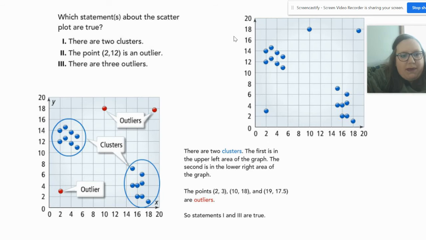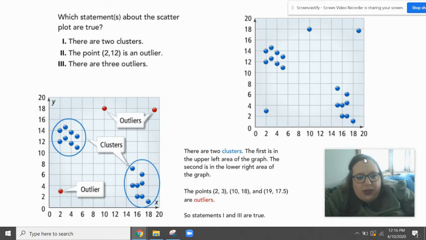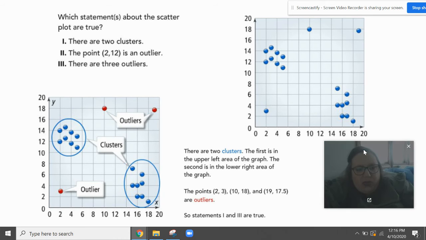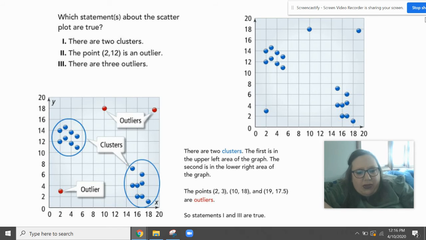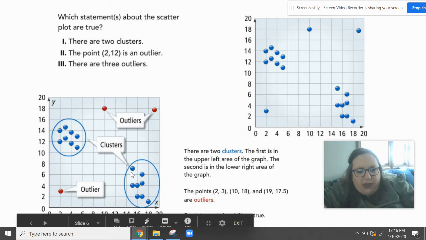All right, which statements are true? Are there two clusters here? Is 212 an outlier? And there are three outliers. So we need to see which of those statements are true. For there are two clusters, that is absolutely true. You can see them in the blue circles here. Again, clusters are where many points are together. Outliers, there are three outliers, so number 3 is also true.